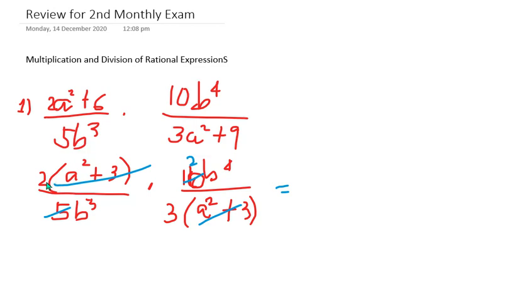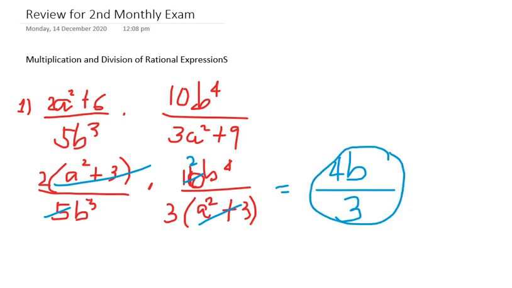So therefore, we have now 2 times 2 is equal to 4b, because 4 minus 3 is equal to 1, over 3 times 3. So this is now the final answer.